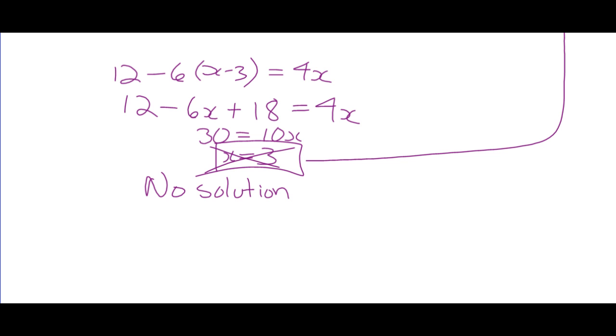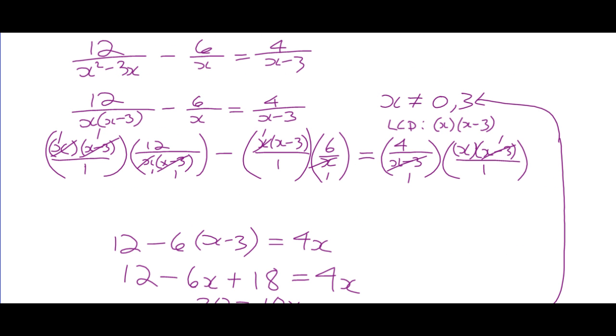No solution. So if you went and graphed this, graphed the left side and the right side and looked for the intersection, there wouldn't be one. There would be no solution. If you graphed this and moved this over so it was minus 4 over x minus 3, it would not ever equal 0, because that would have to equal 0. Okay, so there is no solution, right?